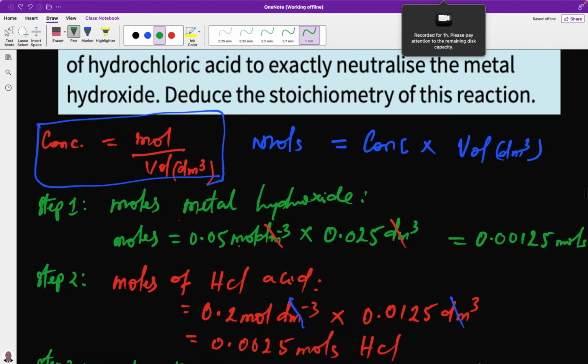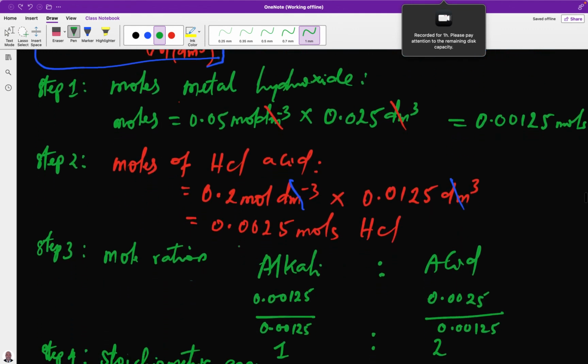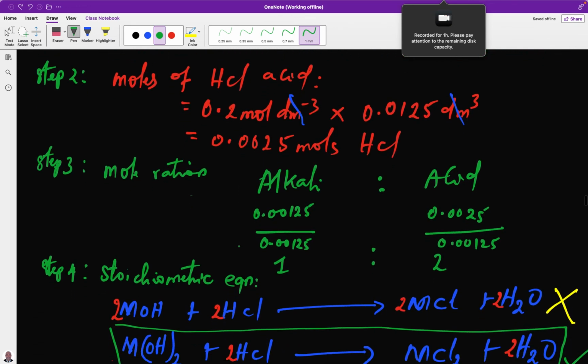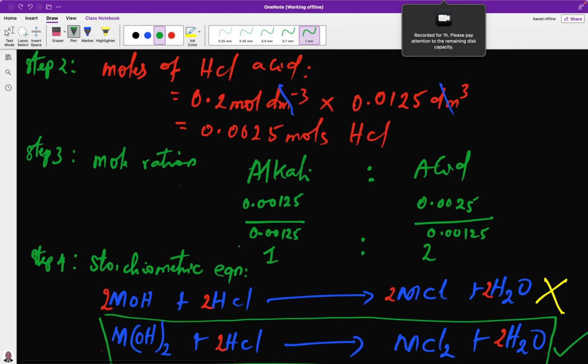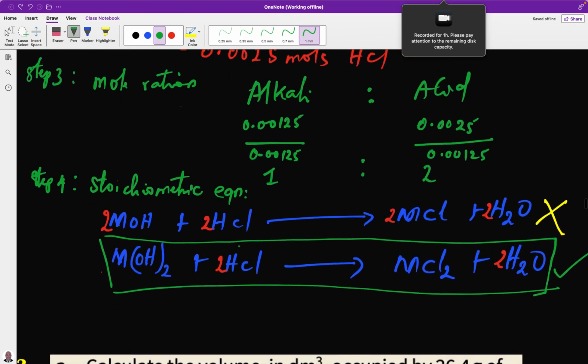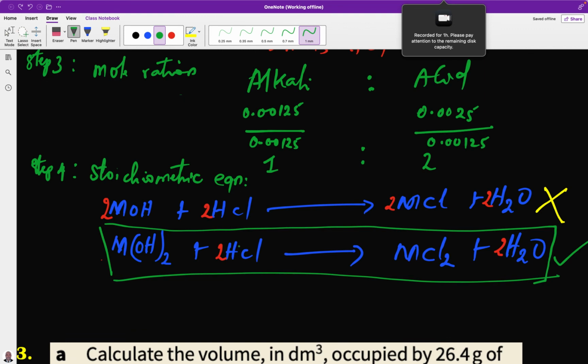We did that by calculating the different moles, and then the mole ratio. I did the mole ratio by dividing by the smaller one, and we had a mole ratio of 1 mole of alkali reacting with 2 moles of acid. Then, now write the equation. For the stoichiometry, you need to write the equation, and you cannot write the equation without knowing the ratio.